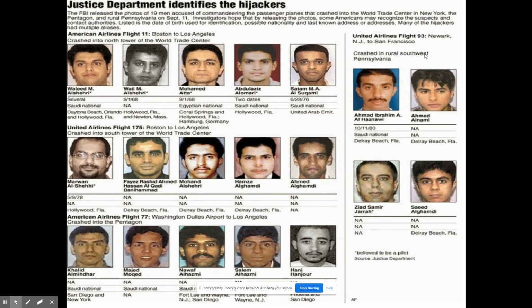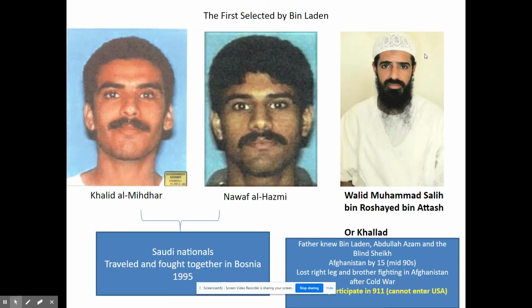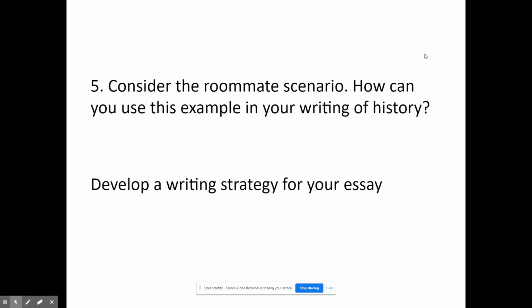Where is there a gray area? It recently has come out that maybe Saudi Arabia was involved in some way for the 9/11 attacks. That is new information. History is always changing. In the roommate scenario, this was in the What is History piece.